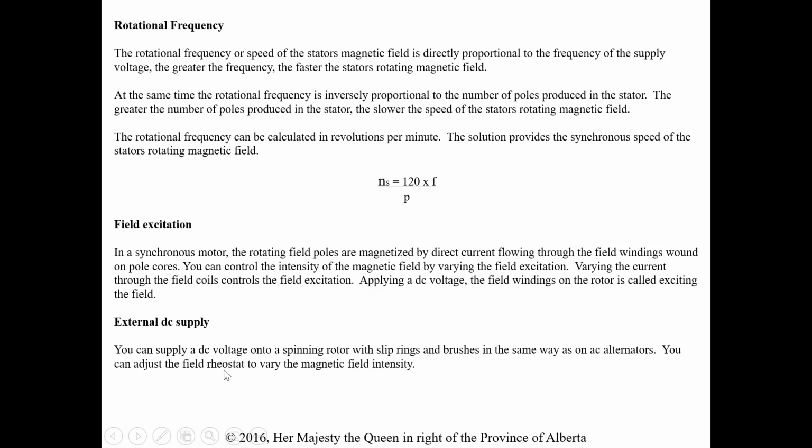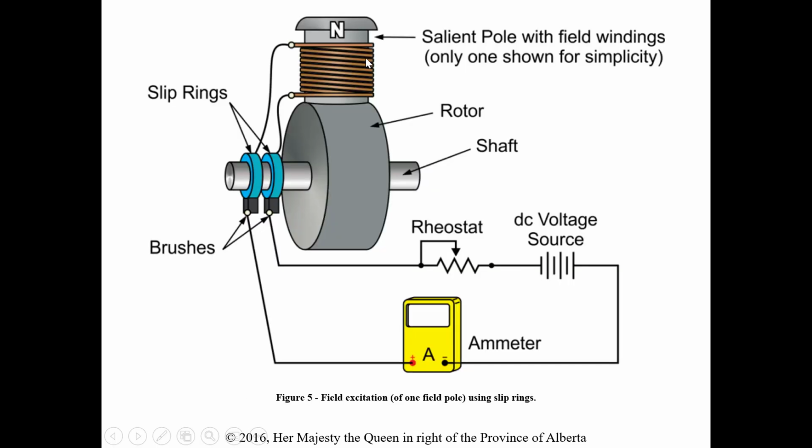The external DC supply: you can supply a DC voltage onto a spinning rotor with slip rings and brushes, the same way as we do on alternators. And again, we can have a field rheostat to adjust the intensity. So again, here they're just showing one pole of the salient pole. Again, the protruding one, not the cylindrical that's made for speed. This one's run at a little slower speed. We have our slip rings and brushes, and we have our DC.